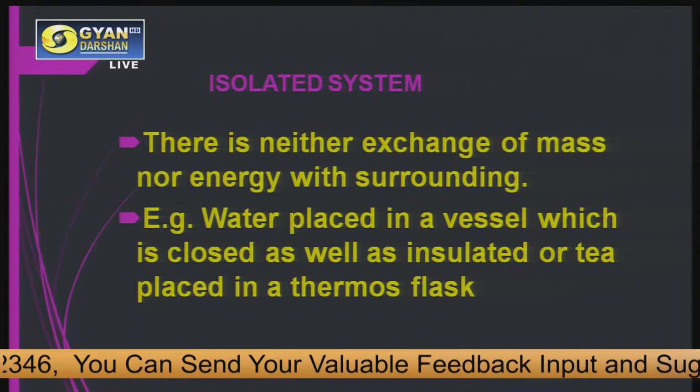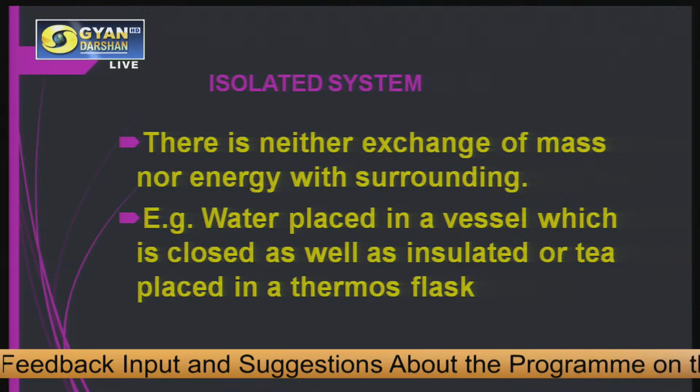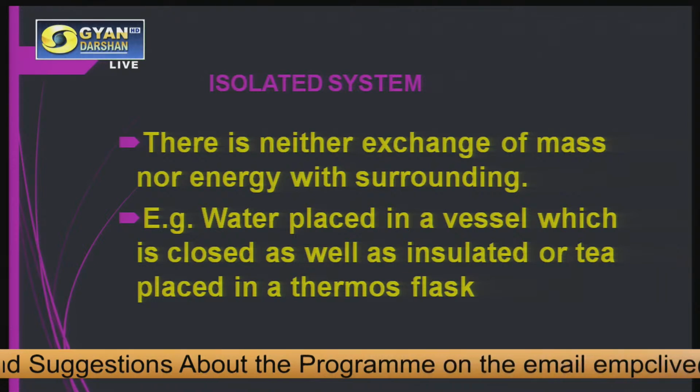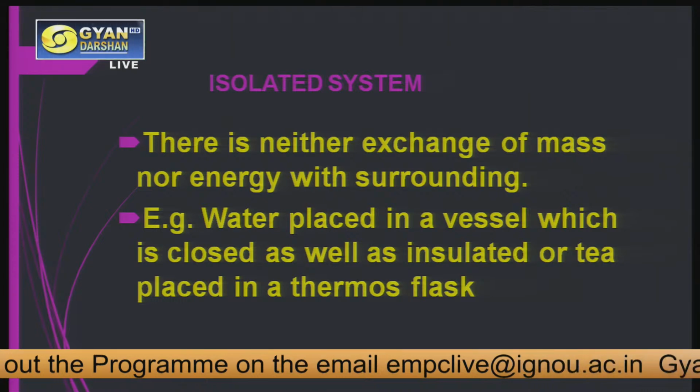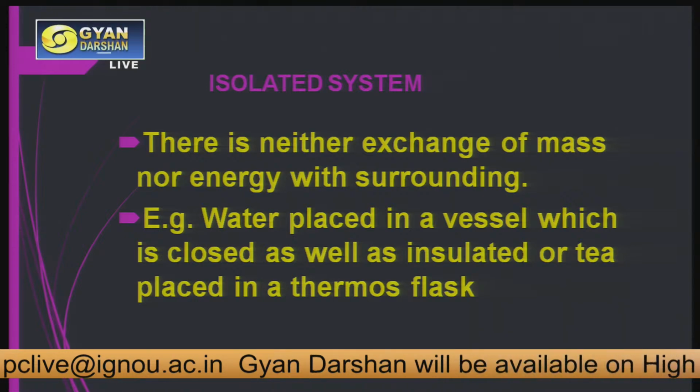Then comes the isolated system. In an isolated system, there is no exchange. There is neither the exchange of mass nor the exchange of heat. So generally, when water is placed in a vessel which is closed and insulated as well, suppose we keep tea in a flask. What happens? Tea remains warm for some time. So why is it like that? Because heat transfer is not taking place and mass transfer is also not taking place. So this is the isolated system.